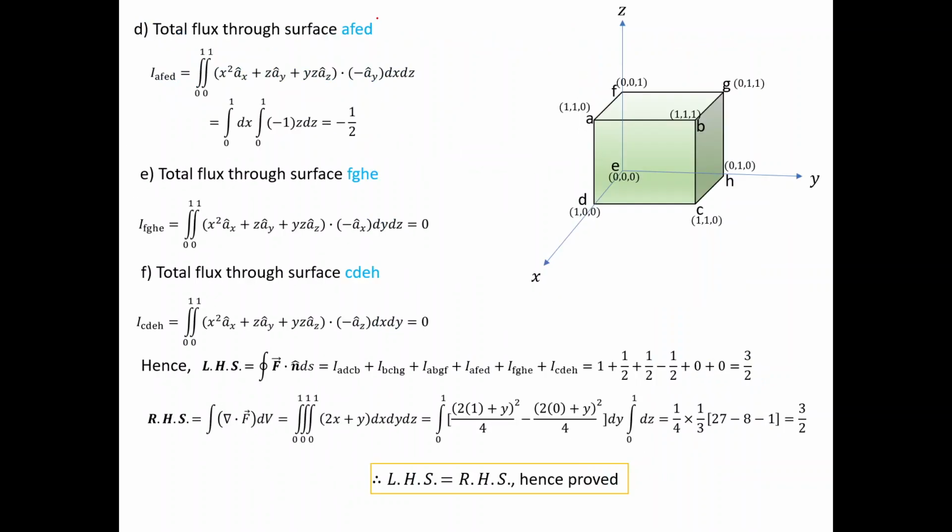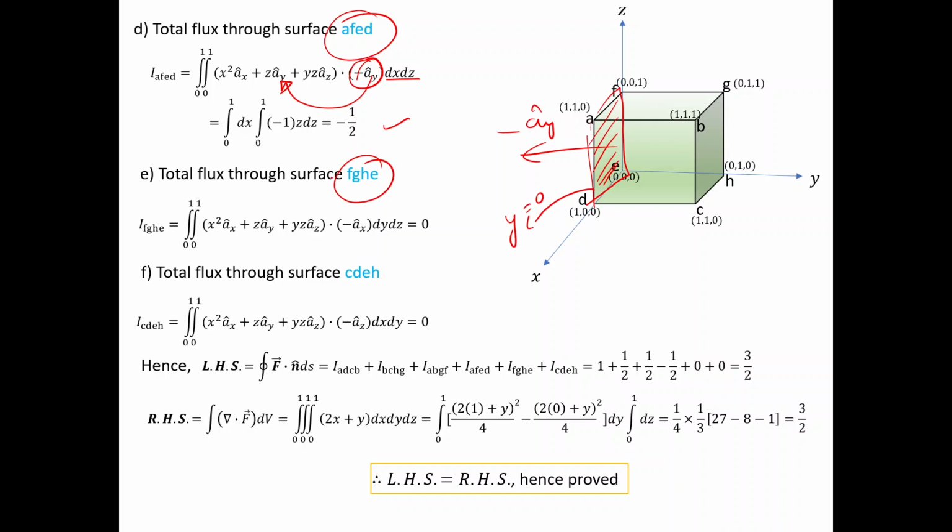Next case, AFED. Now its outward normal will be in the minus ay direction, and here you can see the value of y is 0 because it is on the xz plane. The direction is minus ay direction, and the differential area is dx into dz. Ay dot with ay, simply minus 1 by 2.